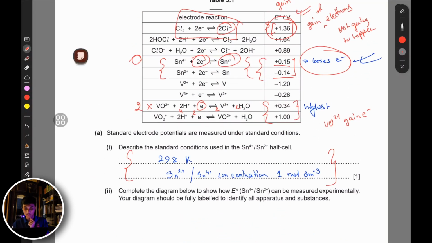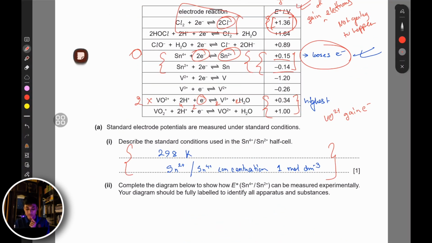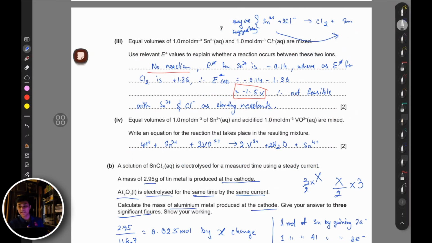So what we have done is we have added the reactants, and we have added the products. Very simple. Therefore the final equation over here is going to be 4H+ + Sn2+ + 2VO2+ equals 2V3+ + 2H2O + Sn4+. Great, that is your equation.